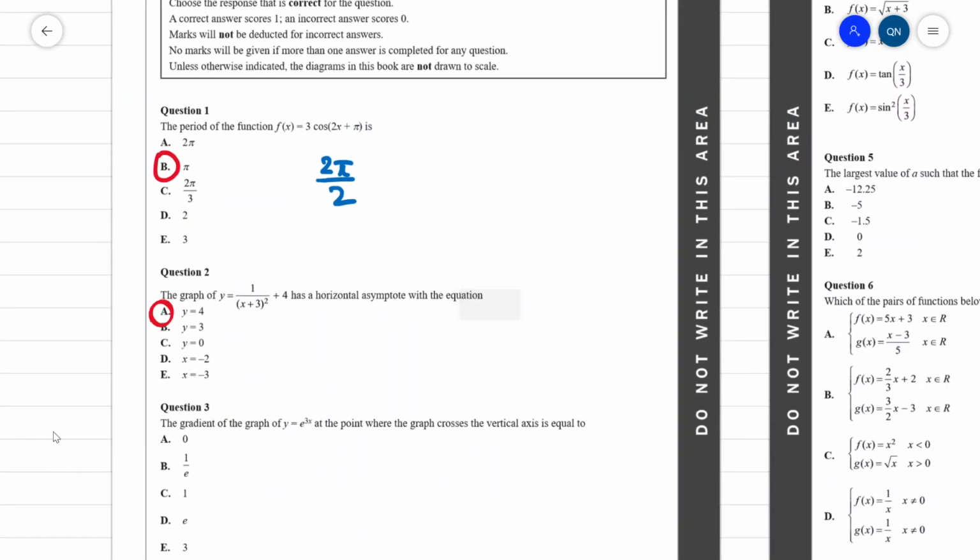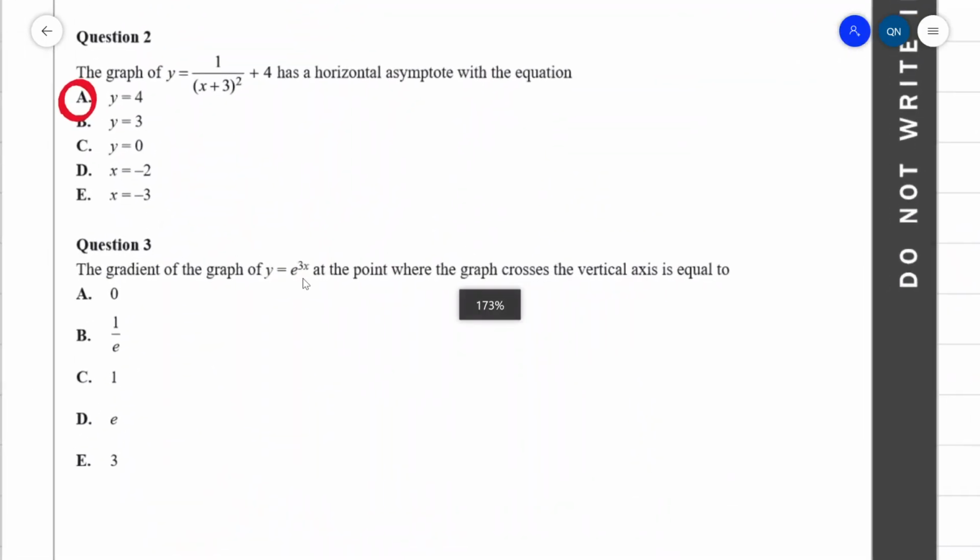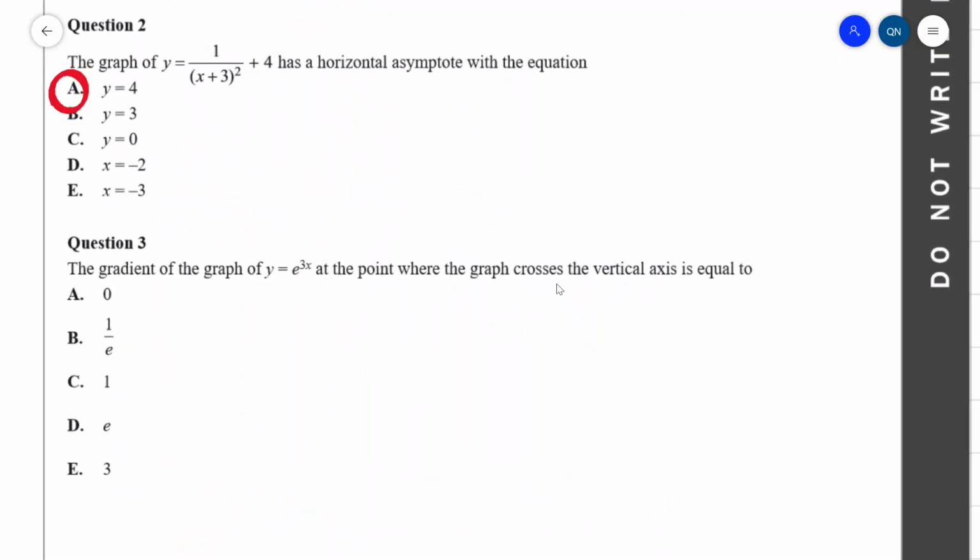Question 3, the gradient of this exponential graph at the point where the graph crosses the vertical axis is equal to... The vertical axis, that's precisely the y-intercept, and the y-intercept occurs at x equals 0. So we're going to differentiate this to get the gradient function and just evaluate at x equals 0. So dy/dx, what is that going to be? That's precisely 3 times e to the 3x. That's using a bit of chain rule there.